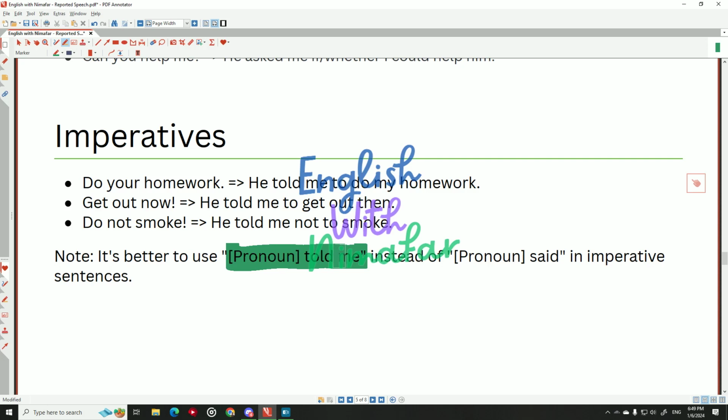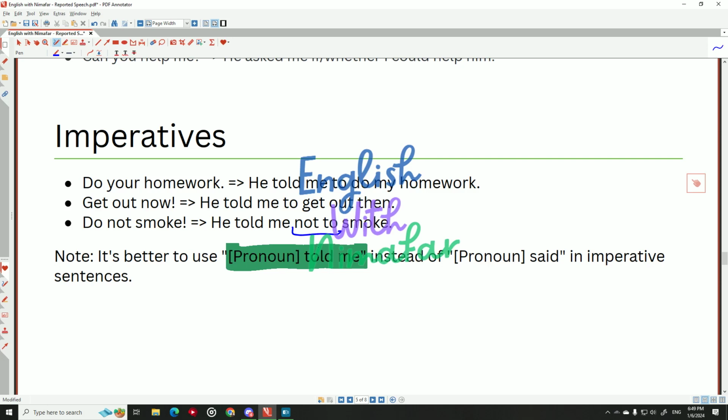We don't use backshifting at all. No backshifting. Forget backshifting for this one. He told me to do my homework. Get out now. He told me to get out then. What if we change adverbs? What about negative? Do not smoke. He told me not to. Not first. He told me not to smoke.